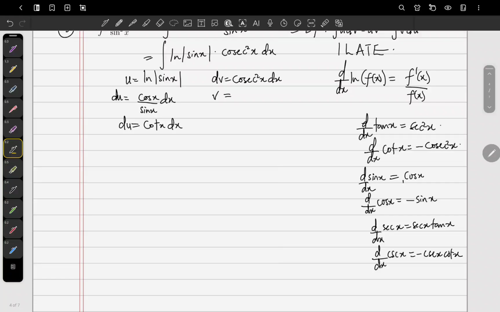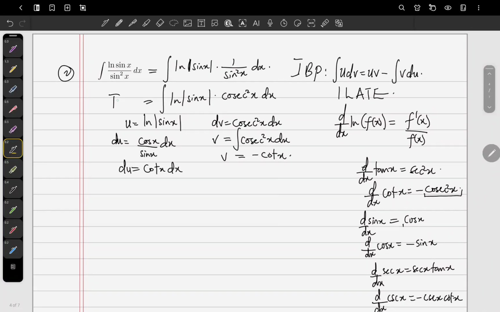But the one that concerns us here is the integral of cosec squared x. Since the derivative of cot x is negative cosec squared x, if we undo that, the antiderivative of cosec squared x dx is just going to be negative cot x. Beautiful. So we have all the ingredients we need to cook.